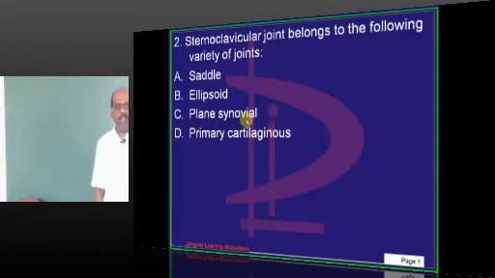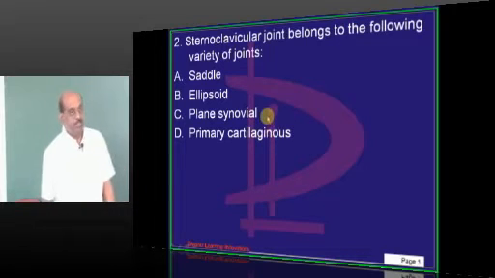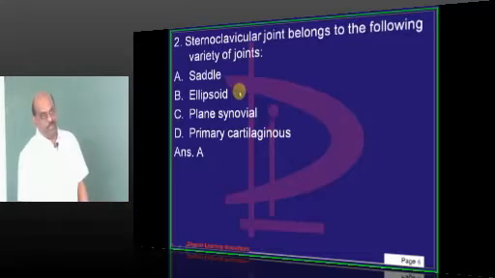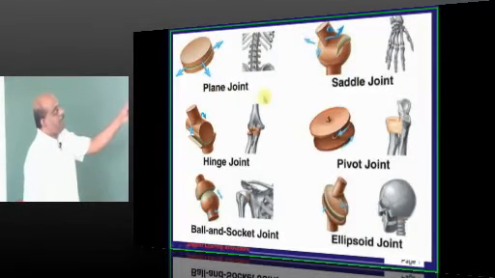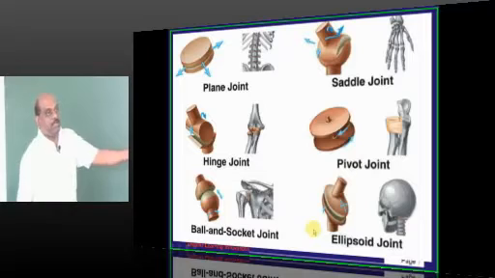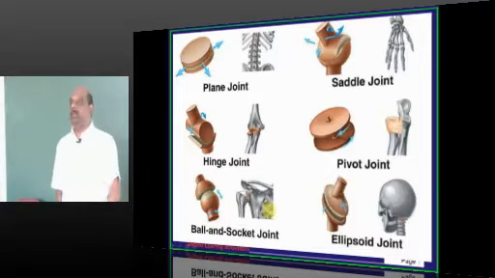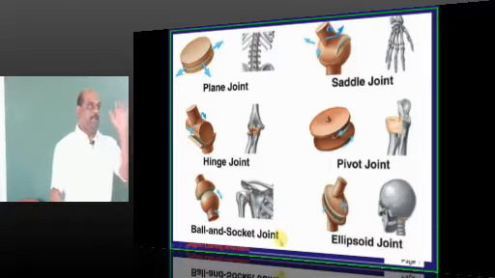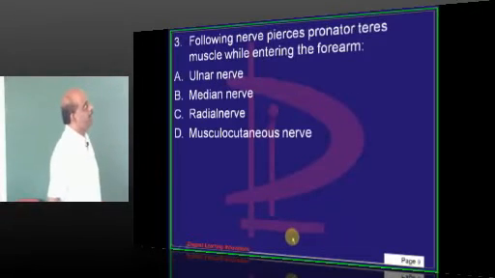Sternoclavicular. One type of joint is a standard MCQ in the exam, doctor. You have to be quite sure. So, saddle type of a joint. You must know which are plane joints, saddle joints, hinge joints, pivot joints, ellipsoid joints. The different types of joints and the type of joint. You will remember me in tomorrow's exam. Definitely one question is going to come.